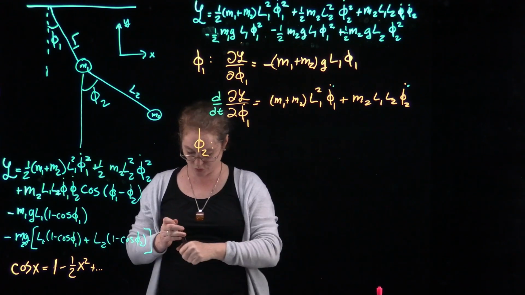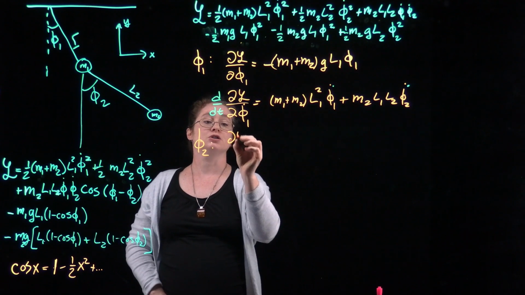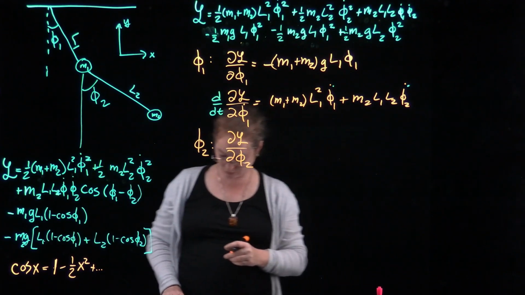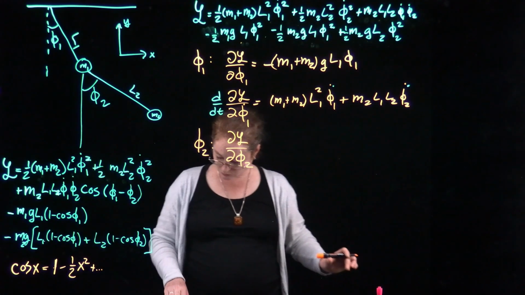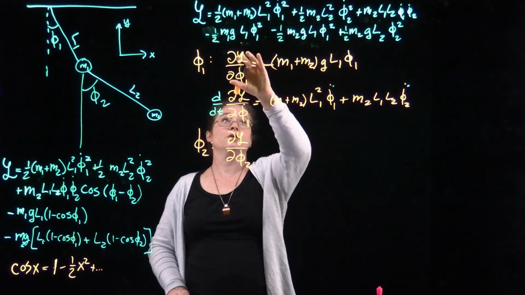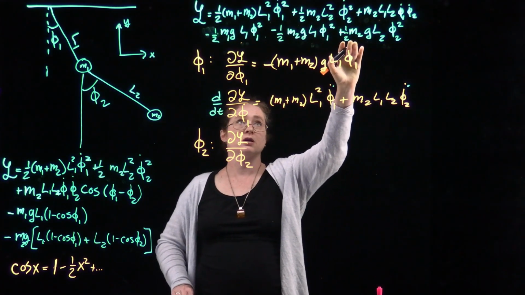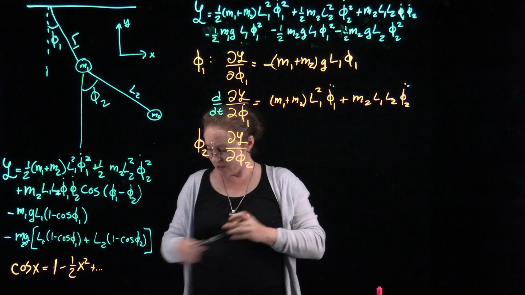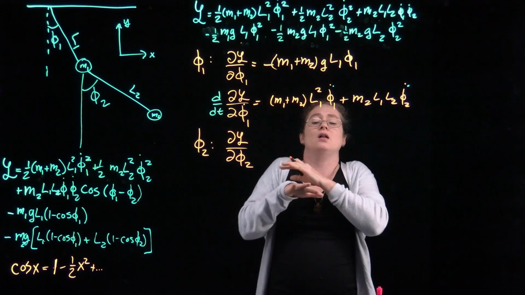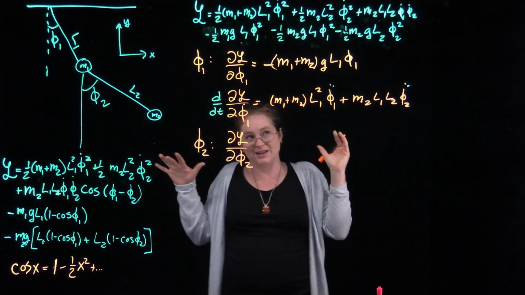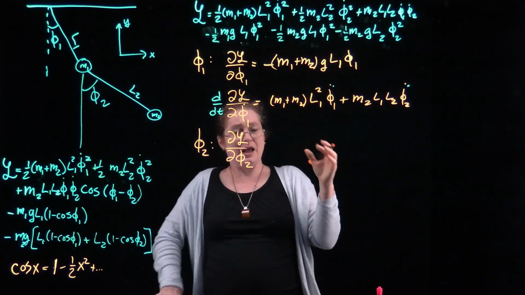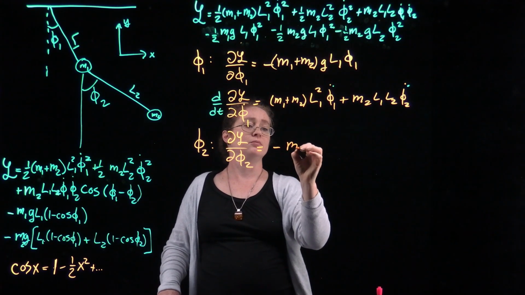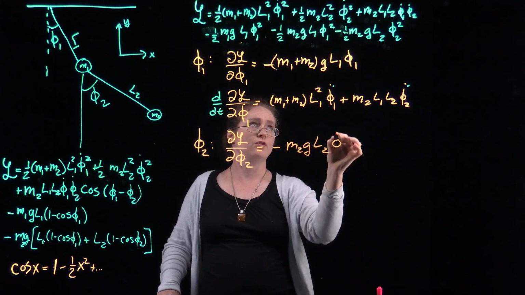The phi2 equation is partial L, partial phi2. Here, the only time I have a phi2 is here, and this should have been a negative sign. I am just making typos left and right today. These equations in this lecture are all ugly. They're not actually complicated, but it's a lot of ugly equations. All right, now I have a negative m2 g L2 phi2.